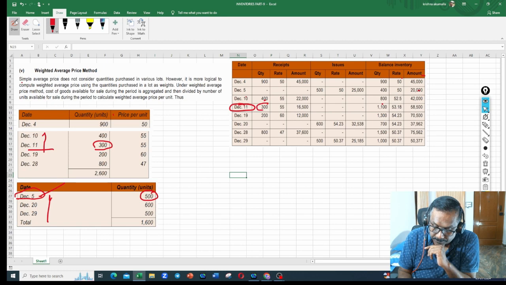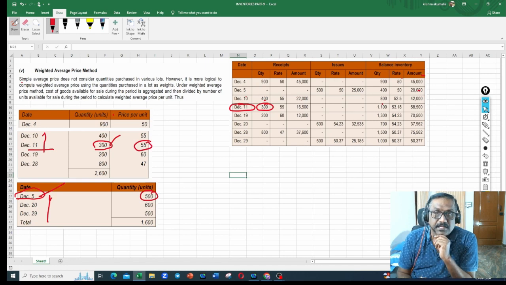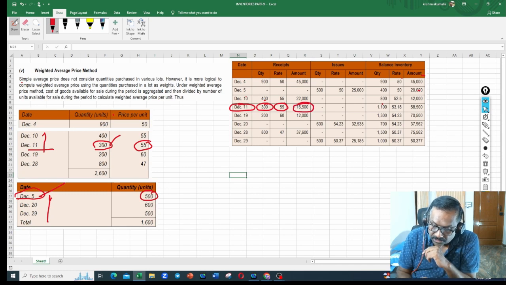How much quantity did we purchase? 300, put 300. At what rate did we purchase? 55. Let us put 55 as the purchase price. And what is the value? 16,500. That is, 300 into 55 is equal to 16,500.